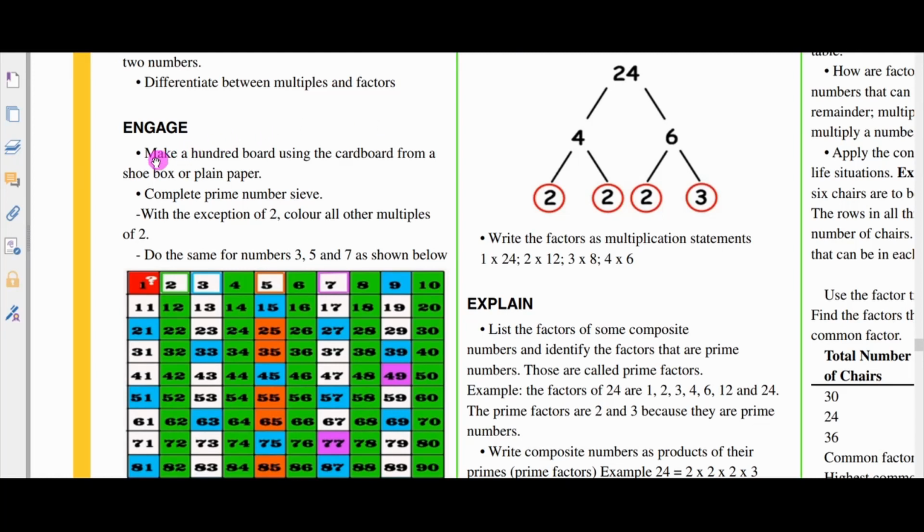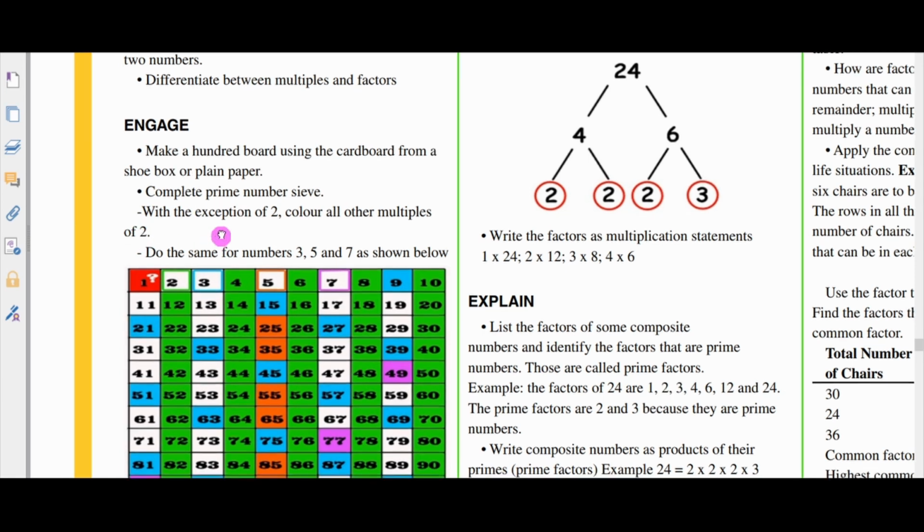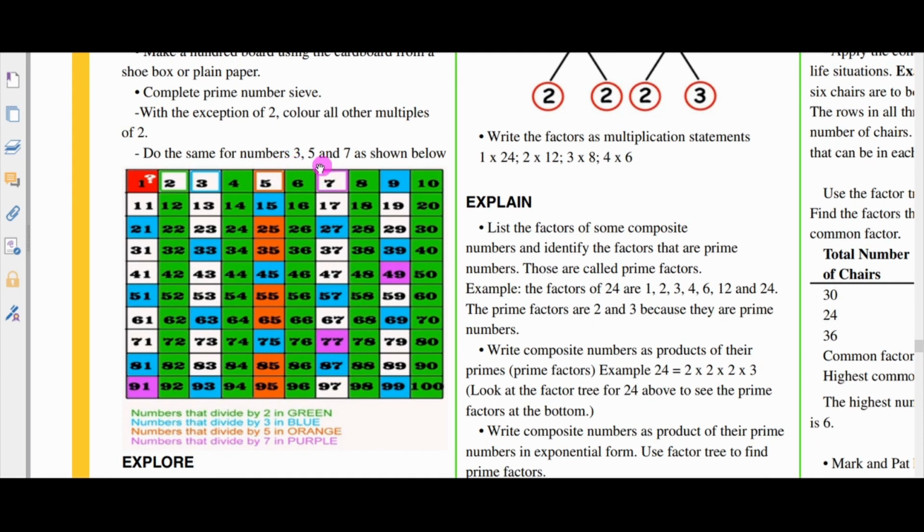Engage. Make a 100 board using the cardboard from a shoebox or plain paper. Complete the prime number sieve. With the exception of 2, color all the multiples of 2. Then do the same for 3, 5, and 7 as shown below.